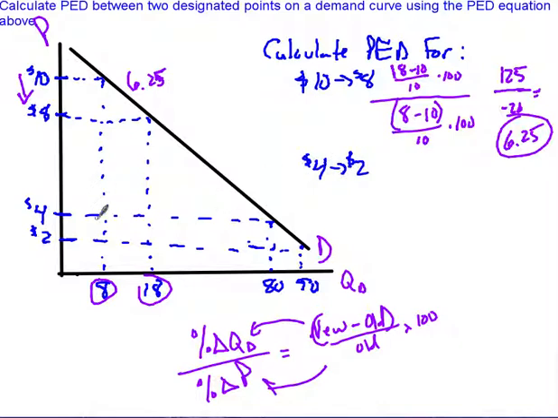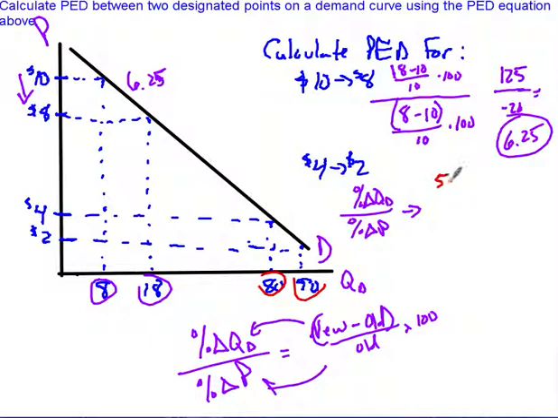Going from $4 to $2. So again, we want percent change in quantity demanded over the percent change in the price. And so percent change in quantity demanded, we went from 80 to 50. You know what? Use a different color here. We'll go red.